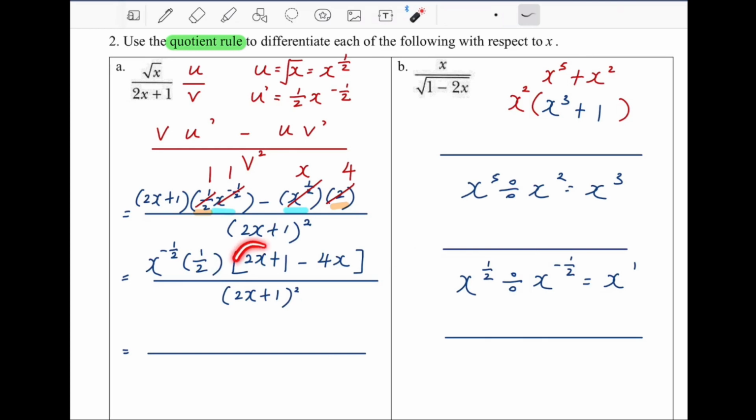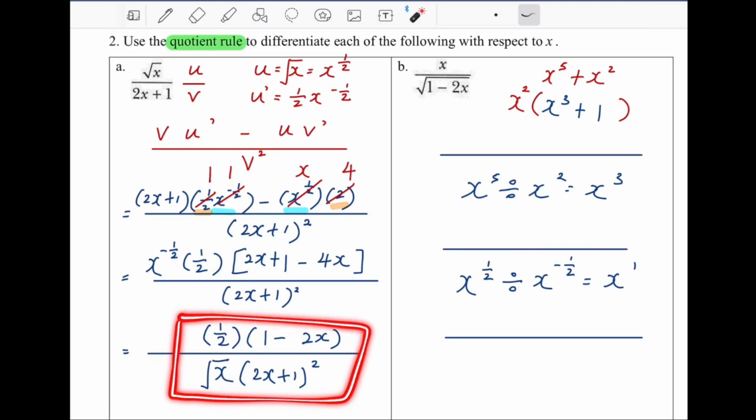First, this part, can we simplify it? Yes, collect the like terms. It will be 1 minus 2x and then 1 over 2. Keep it here for a while. Later on, see what we can do. Negative power, advisable to bring it down, turn it to a positive index. So it's x of 1 over 2, but I'm not going to write it as 1 over 2. I'm going to keep it as square root x. 2x plus 1 square. Okay, can I leave this as a final answer?